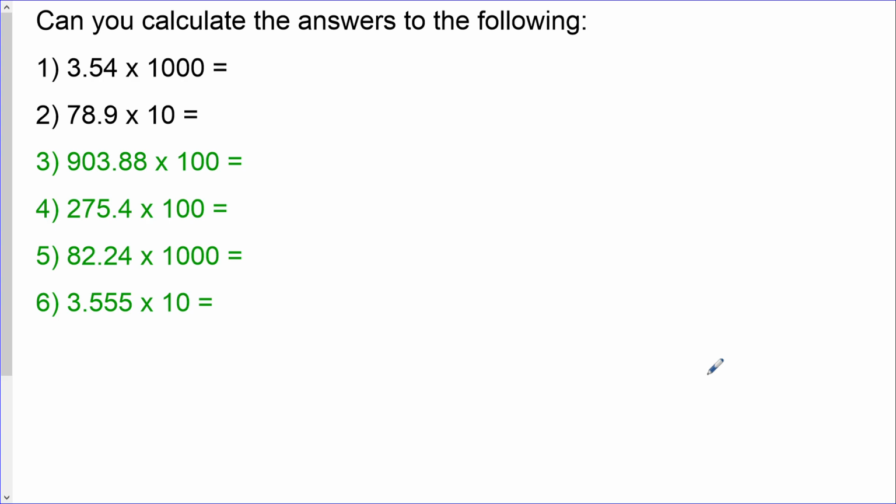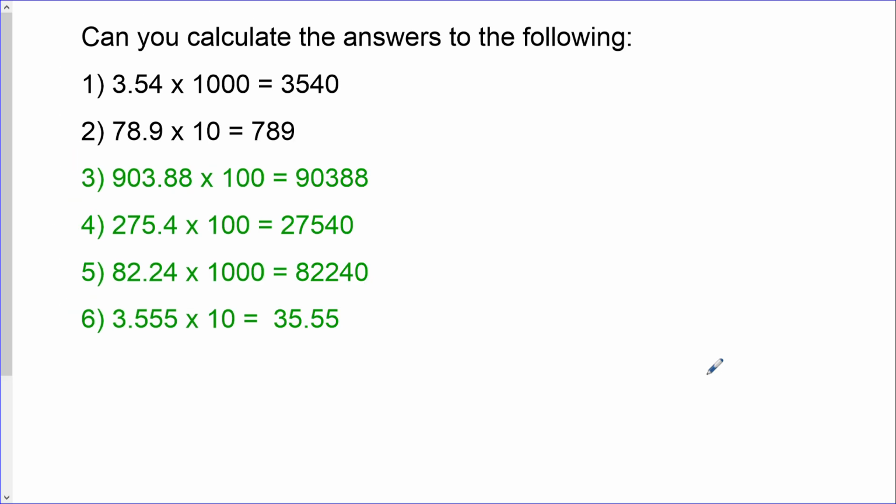Okay, so now you should have completed all of those questions. So let's have a look at what the answers should have been. Please mark your work that you have completed, please. So the first one that you have done is 903.88 times by 100. There were 2 jumps forward, so our answer would have been 90,388. Question number 4, 275.4 times by 100 equals, and again there are 2 jumps because there are 2 zeros in the 100, just as there were 2 zeros in the 100 for question number 3.